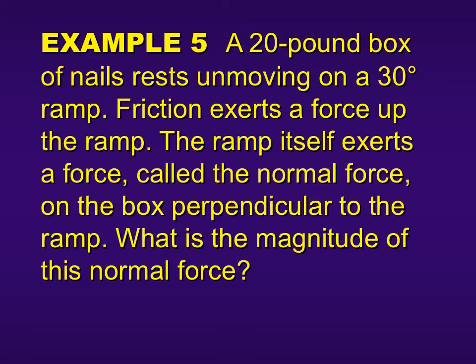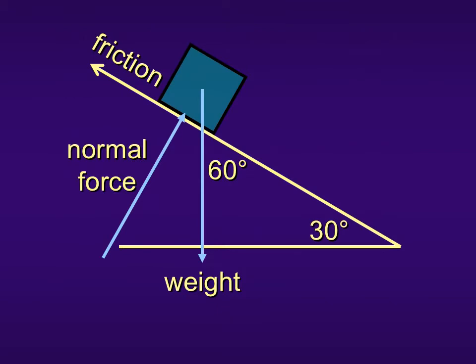All right, we have a 20-pound box on a ramp, and the ramp is 30 degrees. It has a force up the ramp called friction. And then we have the normal force as well. The ramp has something called normal force, and we want to know the magnitude of this normal force. So the normal force is here. We have the force of the weight going down. Since the ramp is 30 degrees, this is 60 degrees here.